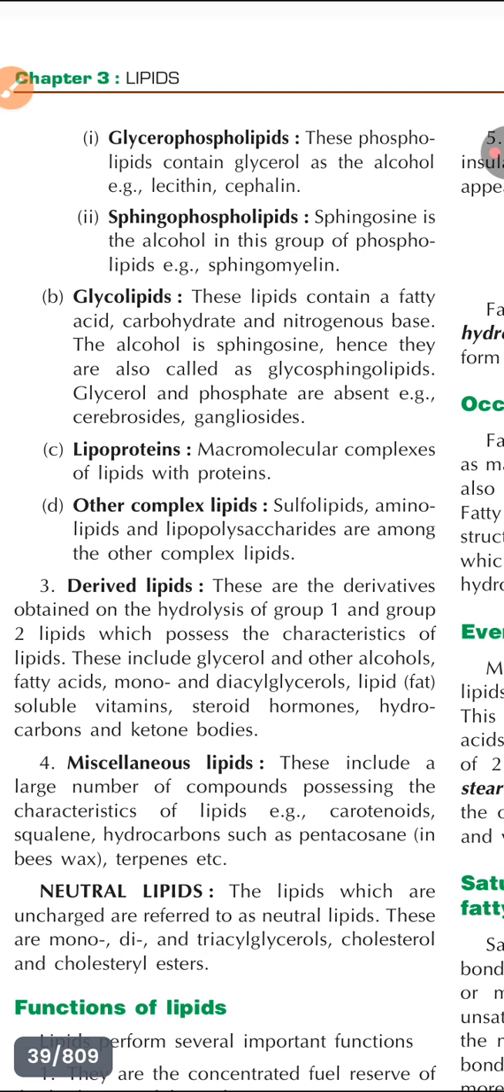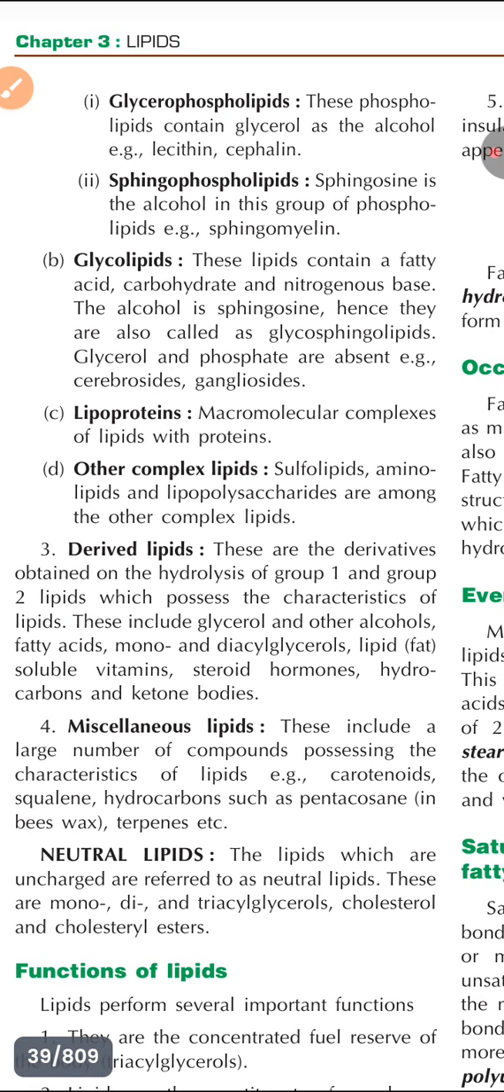Then under glycolipid we have lipoprotein, a macromolecule complex of lipid with protein. That is a lipid with protein, we call lipoprotein. Then we have other complex lipids. They are sulfolipid, aminolipid, and lipopolysaccharide. When you say sulfolipid, it contains sulfur. Then aminolipid contains amino acids. Lipopolysaccharide contains sugar, and among other complex lipids.